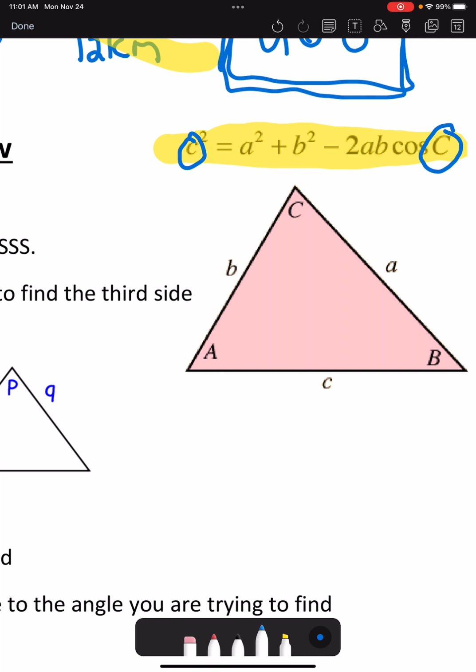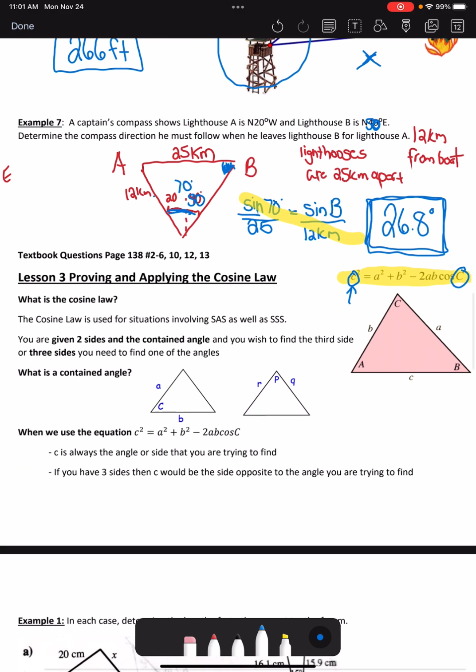So what that means is when you set up this equation, your C value should always be the side length opposite to the angle you're looking for, or opposite to the angle that you have. And we'll look at that a little more through examples. So the cosine law we use in 2 scenarios. We use the cosine law when we know all 3 sides, and when we are given 2 sides and the contained angle. Contained angle just means the angle in between those 2 sides.